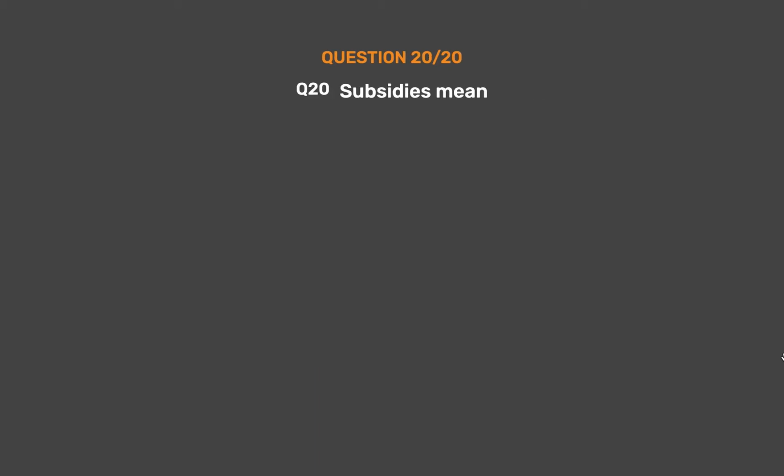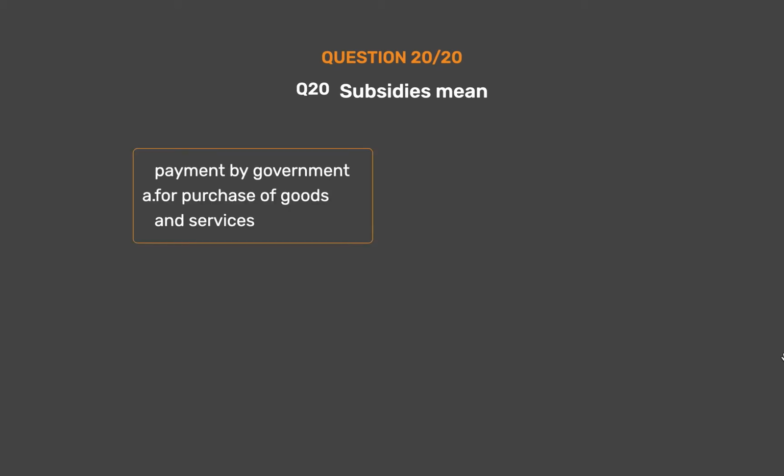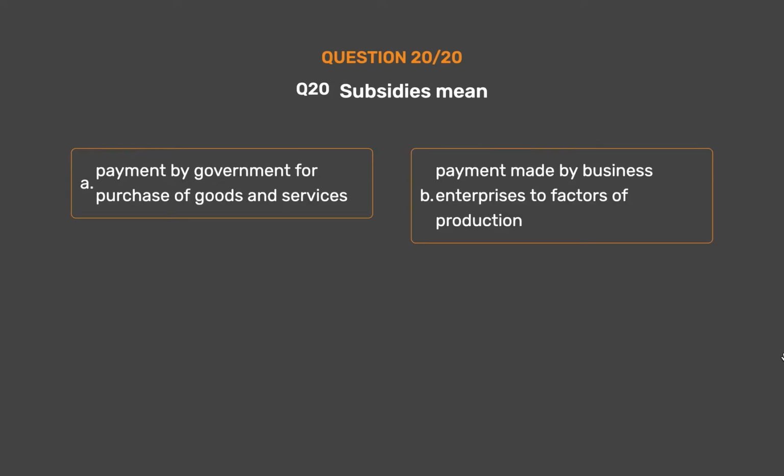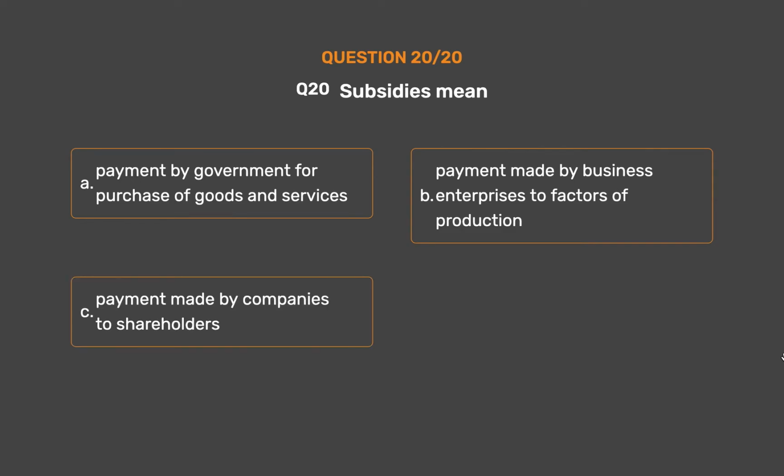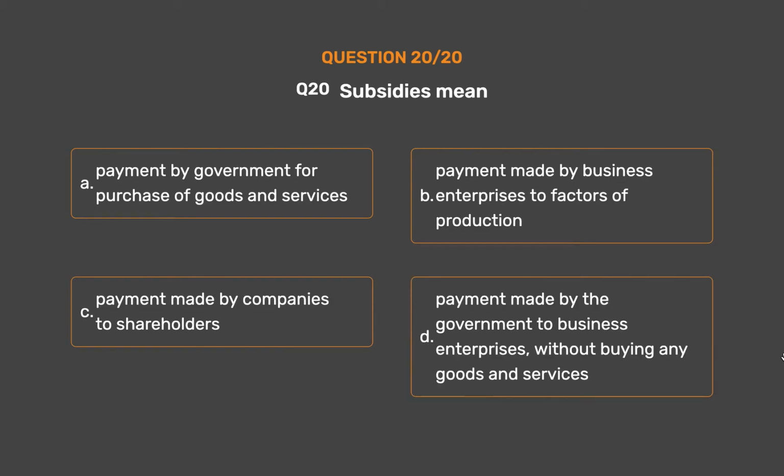Question number 20. Subsidies mean Option A, Payment by government for purchase of goods and services. Option B, Payment made by business enterprises to factors of production. Option C, Payment made by companies to shareholders. Option D, Payment made by the government to business enterprises without buying any goods and services.